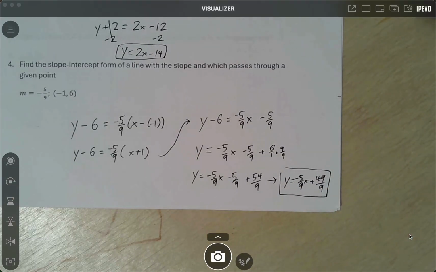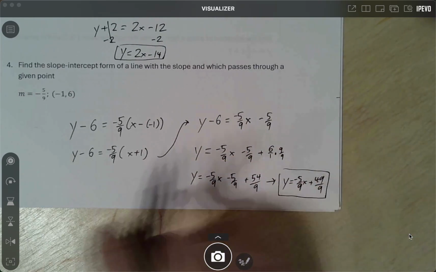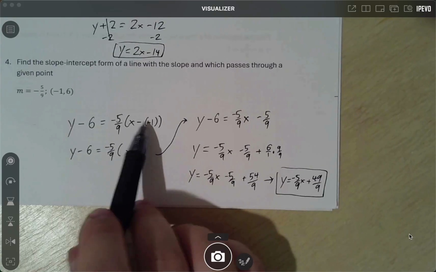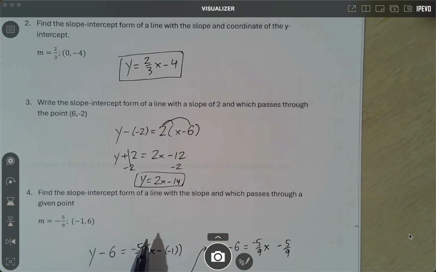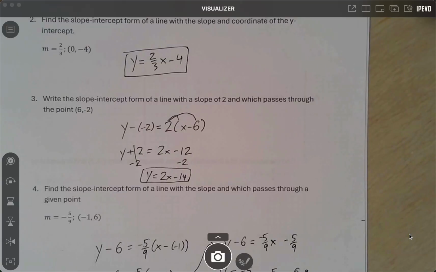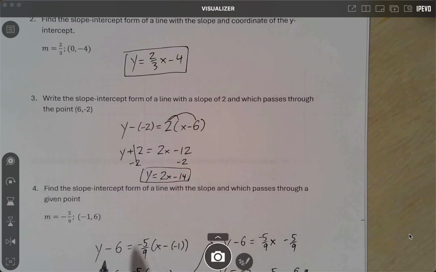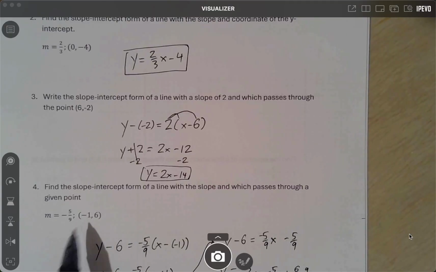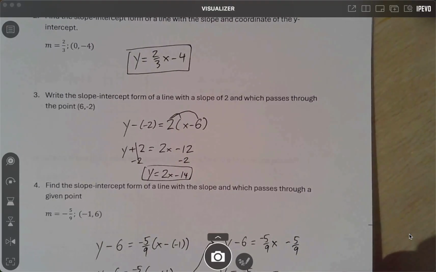49 is 7 times 7. 9 doesn't have any 7s in it, so that's actually as simple as it gets. All right, so we can use point slope form, or I guess maybe this is the way to say it. We can have a question that says I want slope intercept, but it's going to take us realizing that I can't get there yet. I need to start with another form of a line that I might have more information in order to use, and then I'll get it into slope intercept form.